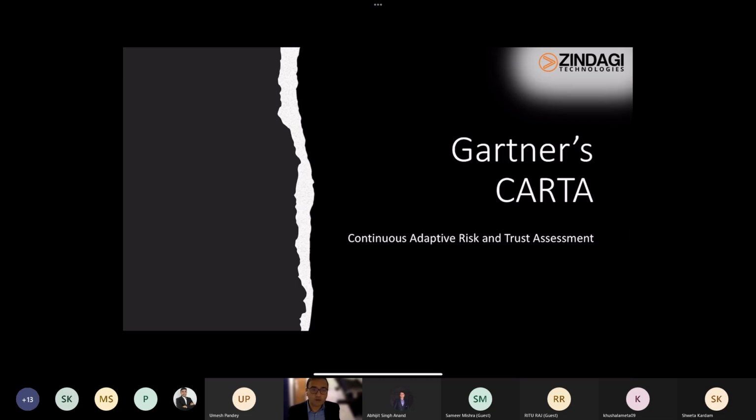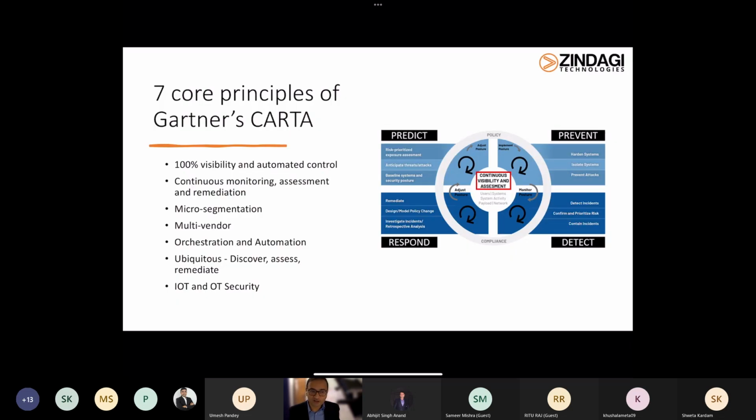Finally, we come to the third and the final framework, which is Gartner's CARTA. CARTA stands for Continuous Adaptive Risk and Trust Assessment. Now, this is a framework of zero trust by Gartner, and Gartner does not even use the word zero in this framework. So it's not typically what you will find when you do a search for zero trust, but I think it's important to mention because of that first word that they're using, continuous and adaptive. That is what is important.